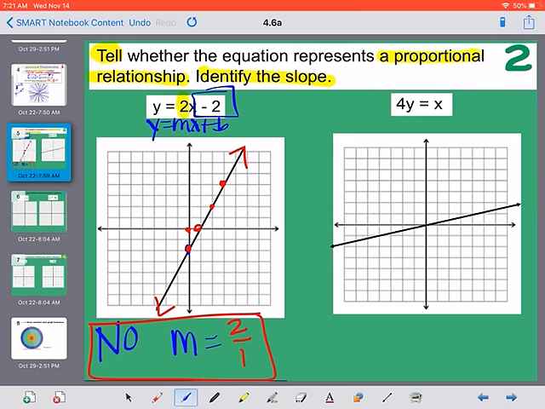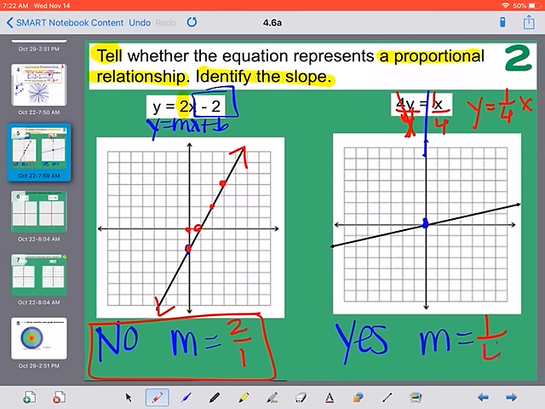The second one, we can answer the first question just by looking at the graph. It says, tell whether the equation represents a proportional relationship. Well, yes, it goes directly through the origin, so yes, this is proportional, but we need to find our slope. This equation is not solved for y, so you might want to solve it for y first. So we have 1x there. We need y by itself, so I'm going to divide by 4. So we really have y equals 1/4 x.